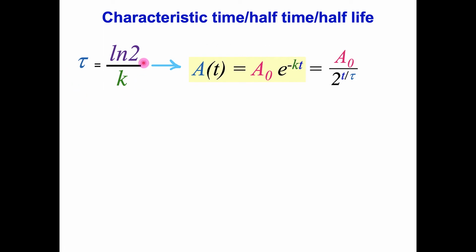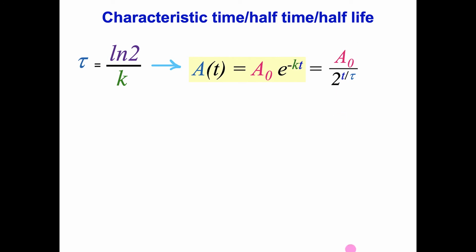Once you have this identity, you can rewrite the integrated rate equation as follows. The amount of A at any time t is equal to the amount you started with, A0, divided by 2 raised to the power t over tau. So, if the amount of time elapsed is 1 increment of tau, then the amount you have is half of what you started with. If the amount of time elapsed is 2 increments of tau, then the amount you have is 1/4 of what you started with, etc.